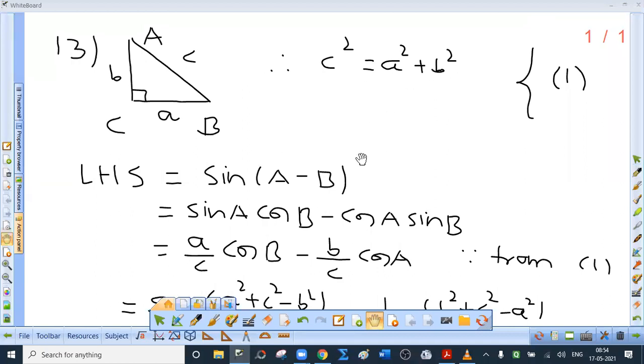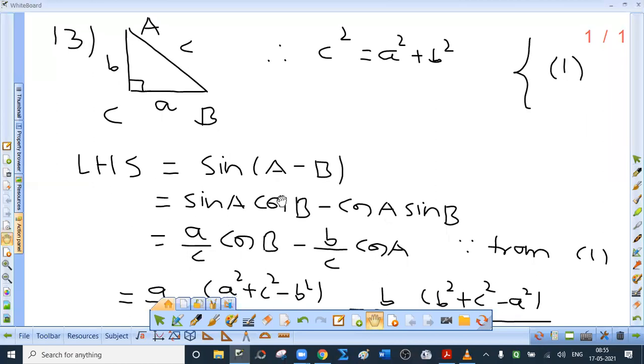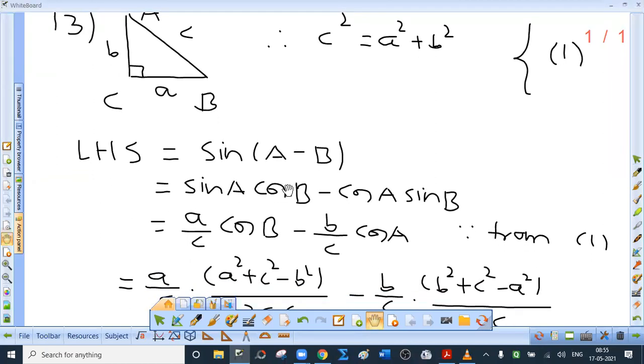Not only that, here we should write that what is sine A? Sine A is nothing but opposite side upon hypotenuse, that is A upon C. And what is sine B? Sine B is nothing but opposite side B upon hypotenuse C. We are going to use this also. Begin with LHS. Sine of (A minus B), sine A cos B minus cos A sine B. Replace sine A by A upon C and replace sine B, not cos A, sine B by B upon C cos A.